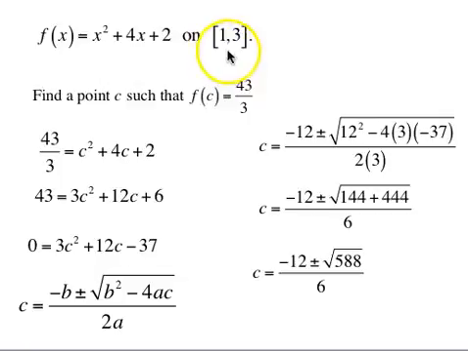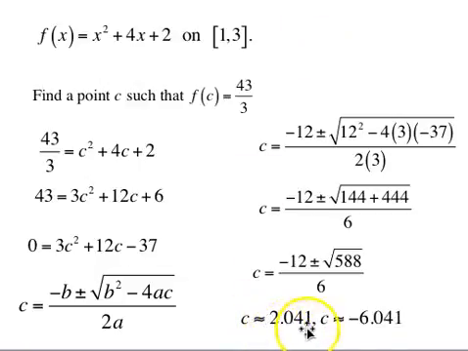We are looking for a c value between 1 and 3, so we'll need to get approximate values to identify where those numbers are. And we have a c of 2.041 and a c of negative 6.041. So this is not one we want, it's outside of our range, but we did find a c between 1 and 3, between a and b, such that f of c was the average value of the function.